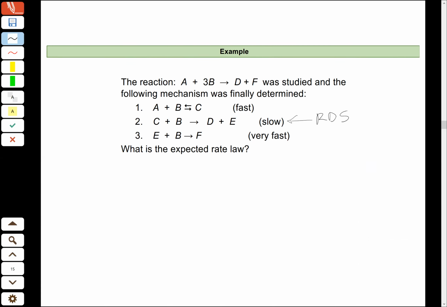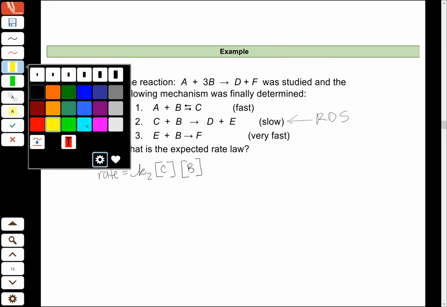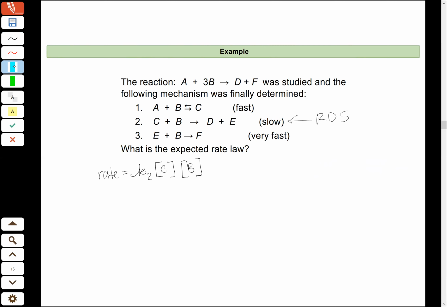Okay, so my rate that I expect to observe is going to be equal to my rate law constant for my second step times the concentration of C and B. And that's just going off of the fact that this is an elementary step. Now looking at this, where are my intermediates? Well, C is an intermediate. So that means that I need to figure out a way to substitute for C. B is great. I have B in my reactants on my overall reaction, so I'm fine there.